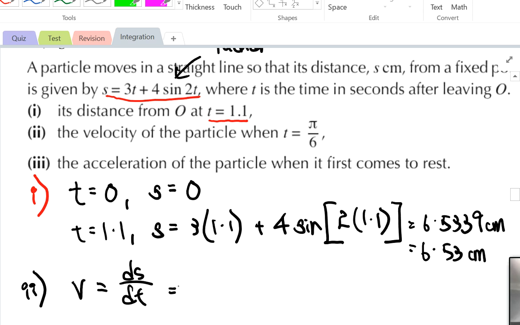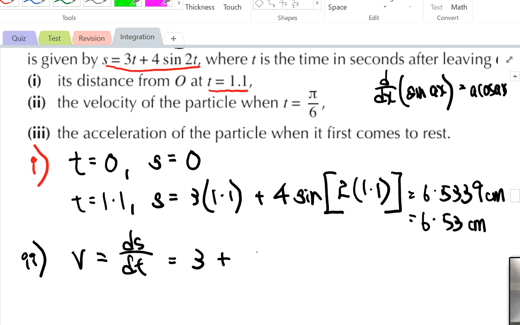Differentiate 3t, what do you get? 3. Yeah. Differentiate 4 sine 2t. Cosine 2t. Remember, when you differentiate a sine ax, you will get a cosine ax. That's the hint. So what would you get if you differentiate 4 sine 2t? 4 cosine 2t. Not correct.